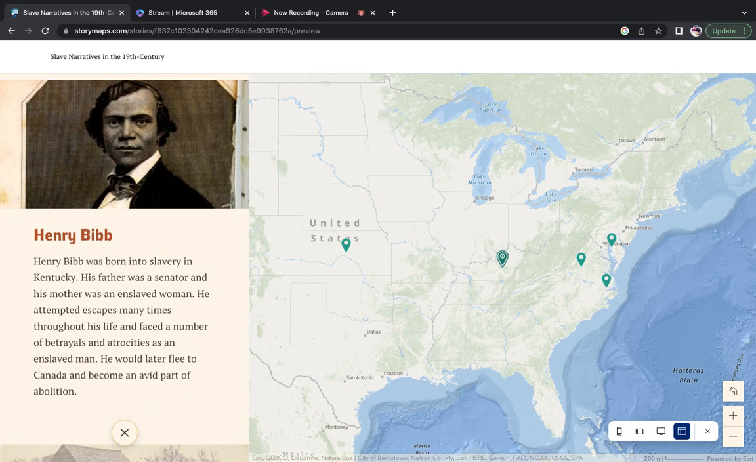He would attempt this a couple of other times, in which he would also be sent to a slave prison, where he eventually would meet up with his wife and child again. He managed to get them all sold to the same enslaver, but they lived in terrible, abusive conditions there, and he was eventually separated from his wife and child. He would later flee to Canada and become an avid part of abolition on his own.